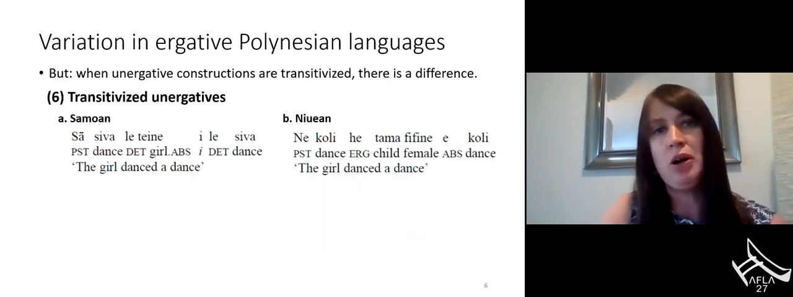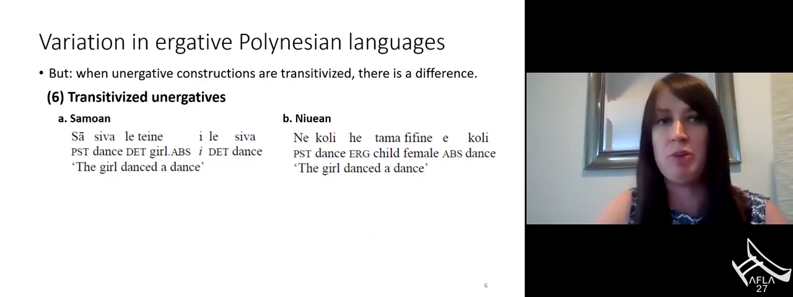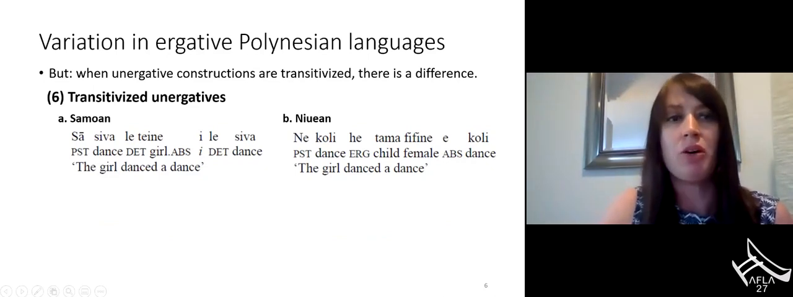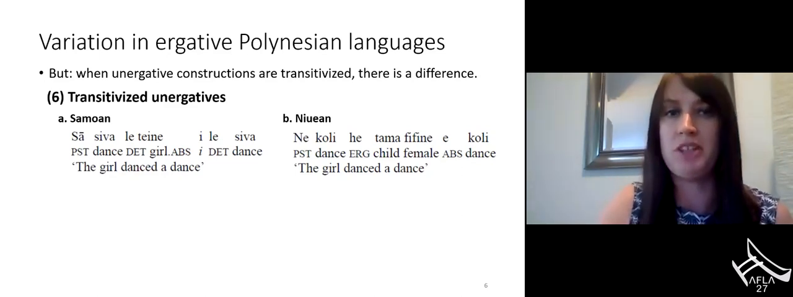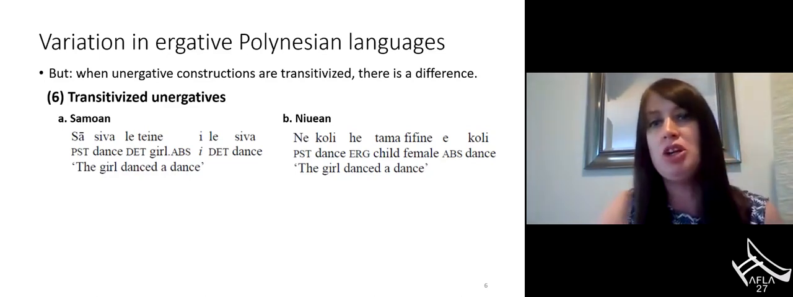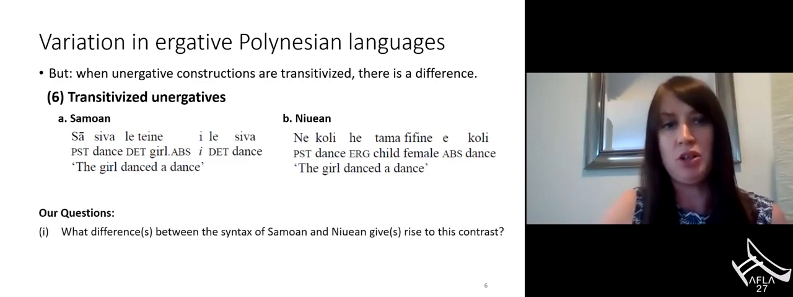But the interesting point of comparison comes in when unergative constructions are transitivized, and it's at this point where we see a difference between the 2 languages. In Samoan, you have sasiva leteni ilasiva. The subject retains absolutive case, and the object is marked with this prenominal E marker. In Niuean, nekole tamafifine ekoli, the girl danced a dance, you have the ergative absolutive case pattern that you would see with prototypical transitives. So this gave rise to 2 questions for us.